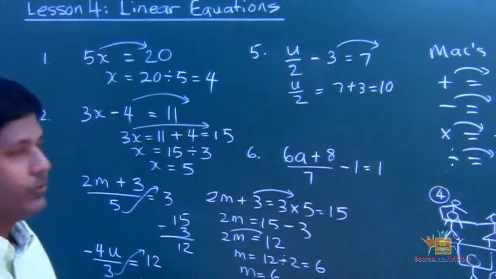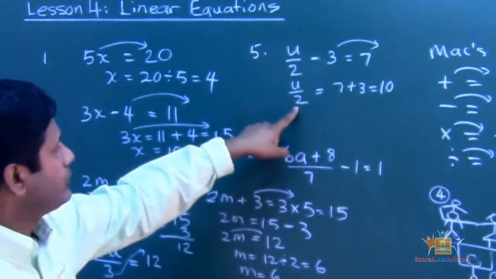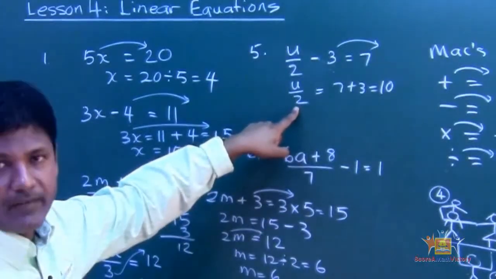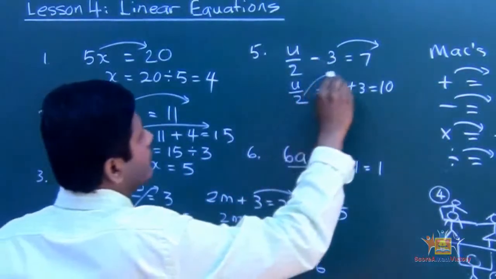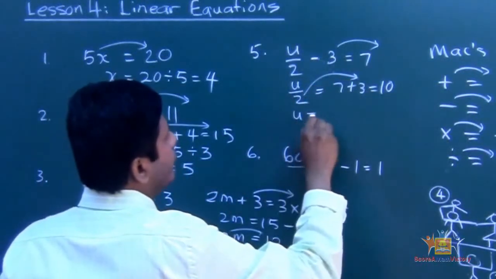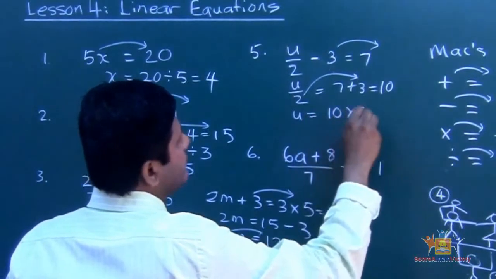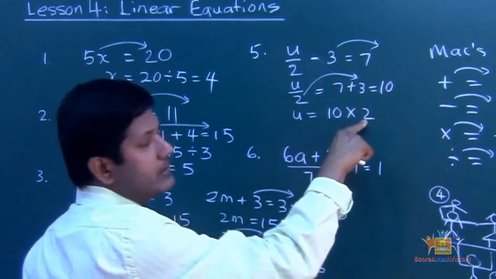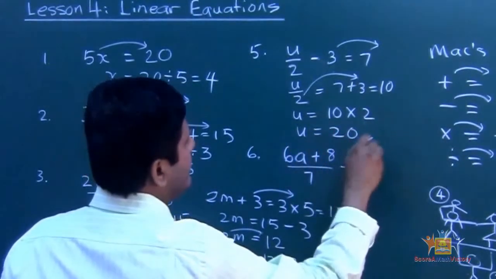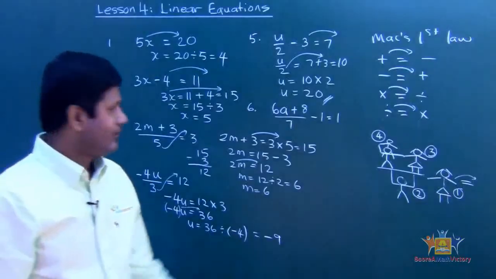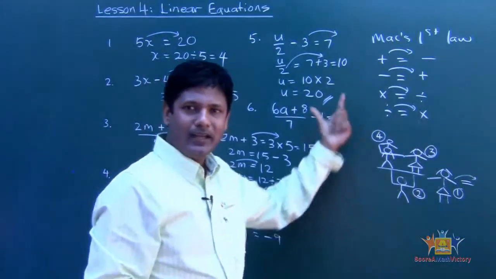See that? And who's next? The 2. What is the 2 doing to u? It's dividing. Division crossing the bridge becomes multiplication. So the 2 has to go. So u equals 10 times 2, because dividing crossing the bridge becomes multiplication. So u equals 20 right there. See that? Pretty powerful, isn't it? How you can use that?